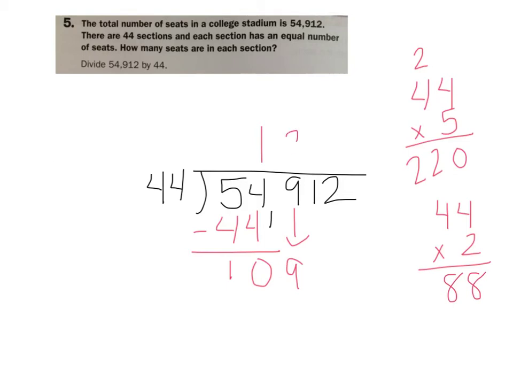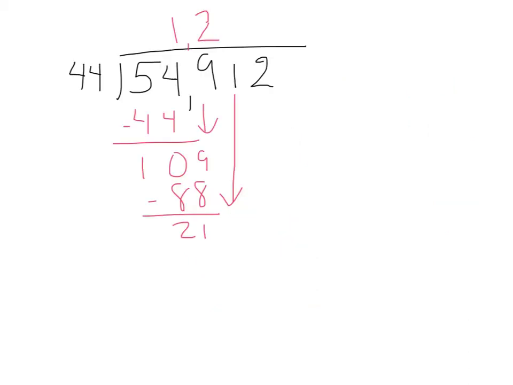Put the 2 above the 9, and now you're going to subtract 88 from 109. 9 minus 8 is 1. 0 minus 8 I cannot do. I need to borrow from the 1. And now it becomes 10 minus 8, so I'm left with 21. The next step is to bring down the 1, and doing more mental math off to the side.